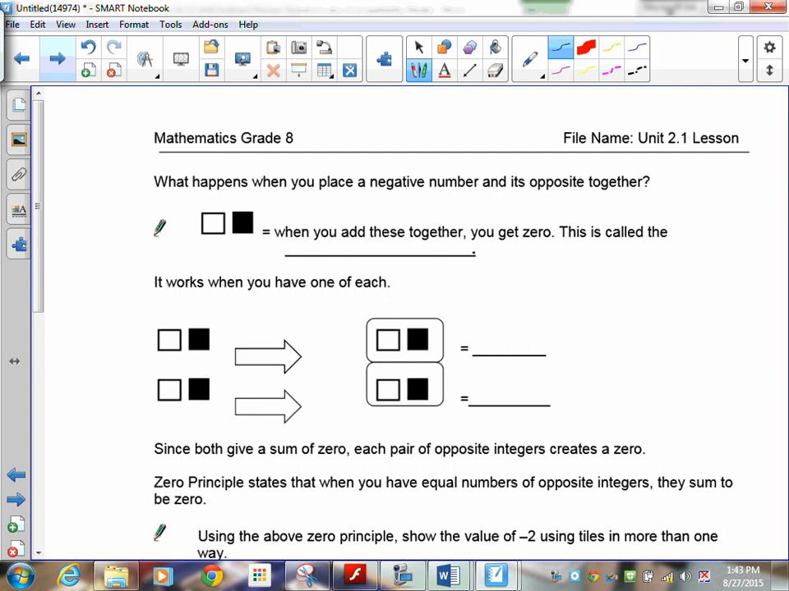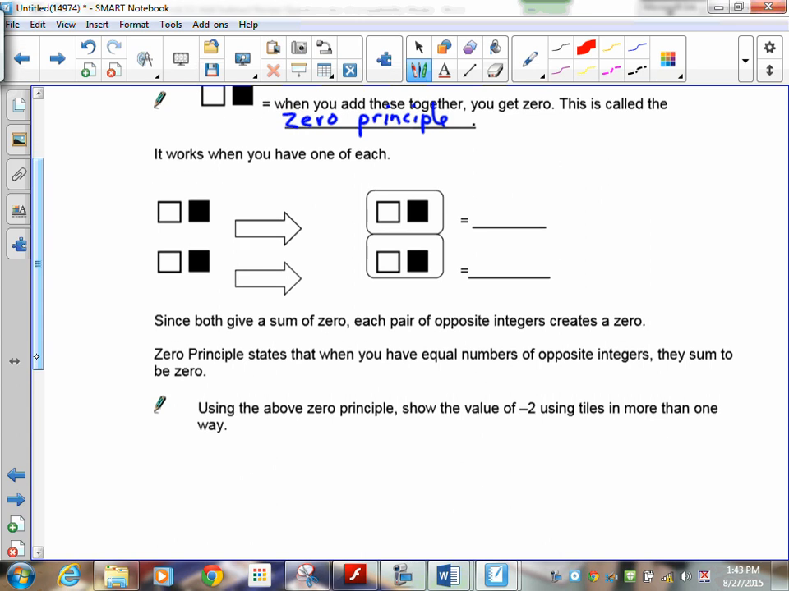All right, so this is just, again, a review of what we had. When you have a positive and a negative together, you get zero. This is called the zero principle. It works when you have one of each, and you take a look here. I've got a positive and a negative here. So that forms a zero right here. The second line is a positive and negative, and that's a zero.